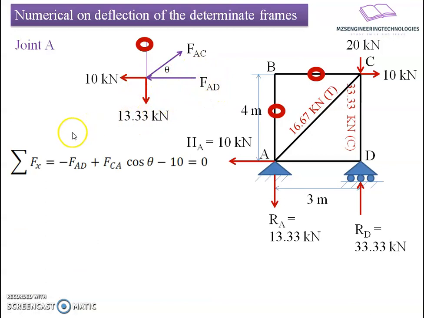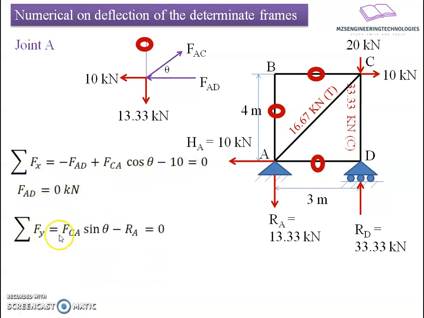Only one force is there, that's why I will consider the horizontal equilibrium equation here first. Minus FAD plus FCA cos theta minus 10 results in the value of FAD equals 0. If I move to the vertical relationship, the summation of y equals 0 yields FCA sine component minus RA, which results in 0. So with this, the equilibrium analysis is completed.